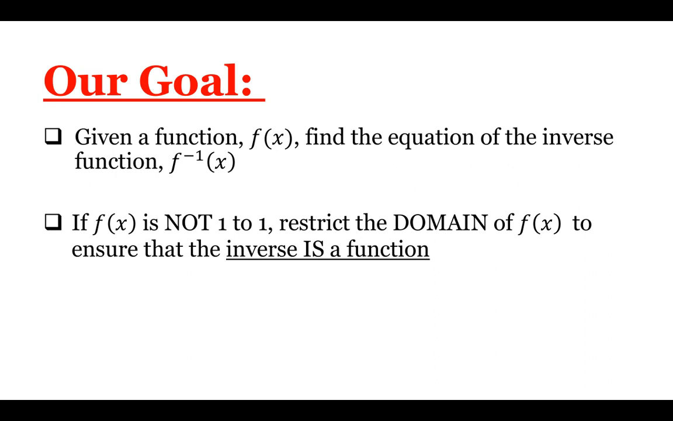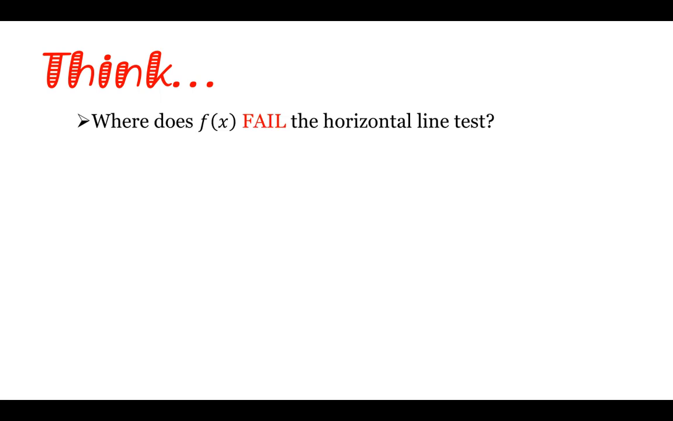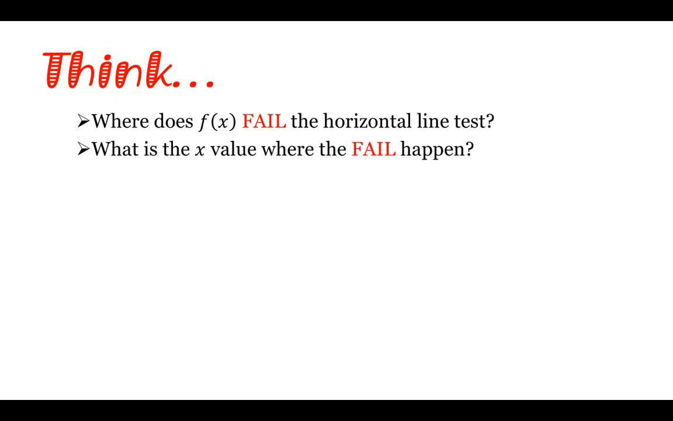Hopefully you've got some paper and pencil, or you've got this PowerPoint printed out, or something to write on, so that you can pause the video at a variety of different points and do some of this with me. So think: where does f of x fail the horizontal line test? If you have a function that fails the horizontal line test, meaning it is not one-to-one, you want to think about where exactly it failed. The question is, where is an x value? You're looking at where across the domain.